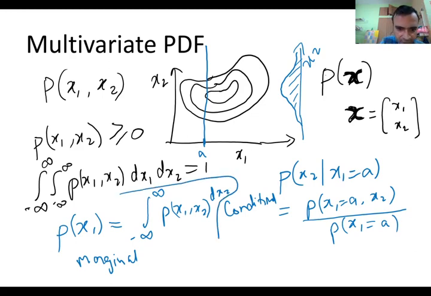Okay, so that is the way you will compute the marginal. Now let's talk about an important multivariate distribution, which is the multivariate Gaussian distribution.